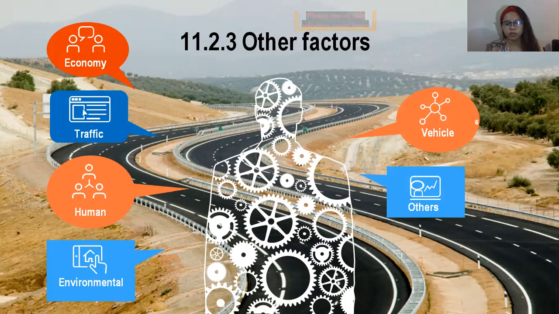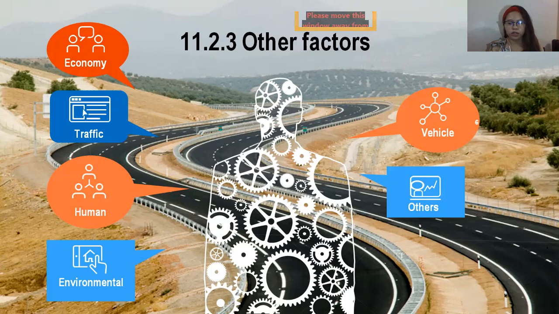The third one, human. The important human factors that influence geometric design are the physical, mental, and psychological characteristics of the driver and the pedestrians, like the reaction time. The fourth one, environmental. Factors like air pollution, noise pollution, etc. should be given due consideration in the geometric design of roads.